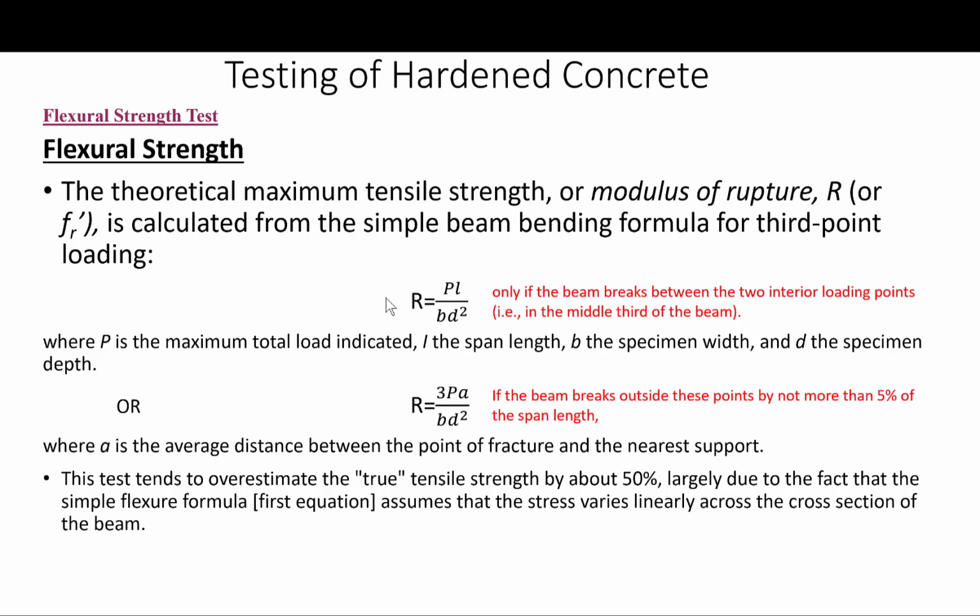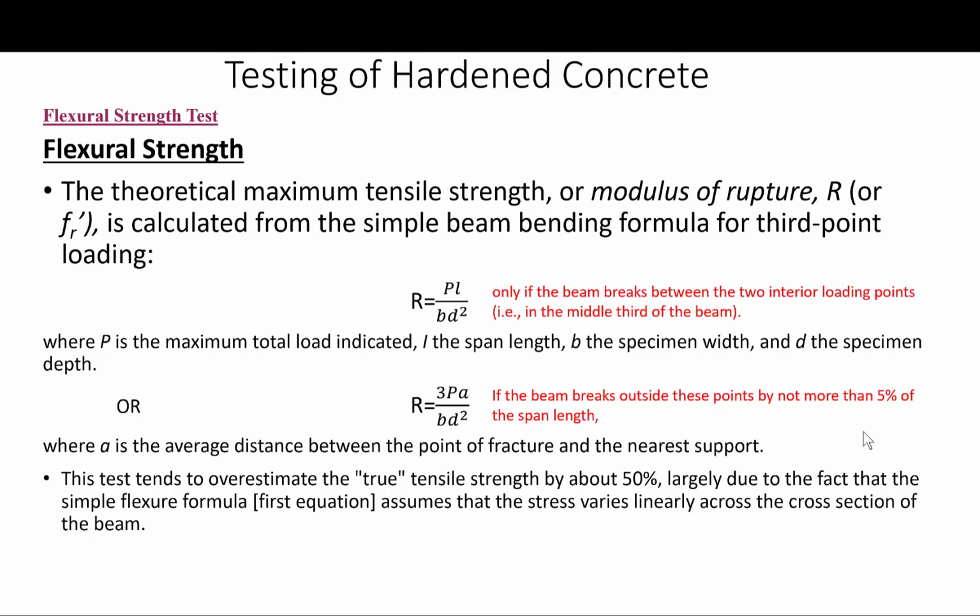holds only if the beam breaks between the two interior loading points, meaning approximately in the middle third of the beam. On the other hand, if the beam breaks outside these points by not more than 5% of the span length, then we have a second equation that we use to calculate the modulus of rupture, as you can see here, which is R equal to 3 times P times a over B D squared. Here, a is the average distance between the point of fracture and the nearest support.